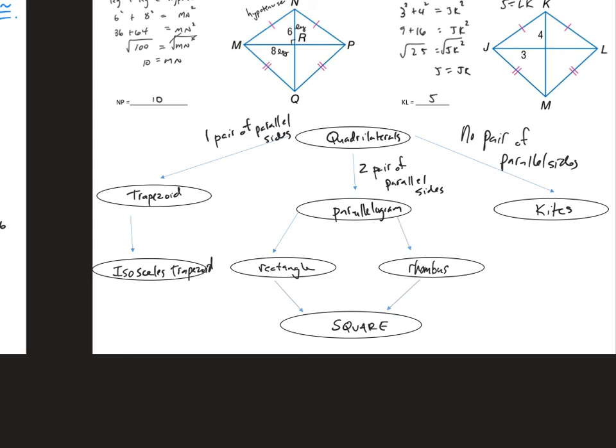So remember, I said we could work our way up the hierarchy chart, meaning that all squares are rectangles, all squares are rhombus, but not all rectangles are squares. Some rectangles are squares, some rhombus are squares. So you can work your way up the hierarchy chart, you cannot work your way down. So an isosceles trapezoid is a quadrilateral. A kite is a quadrilateral, but not all quadrilaterals are isosceles trapezoids.